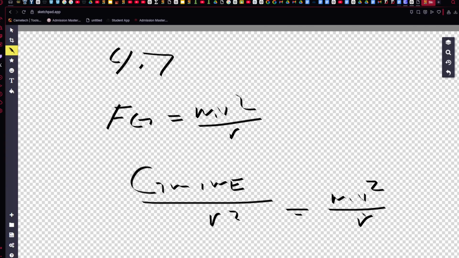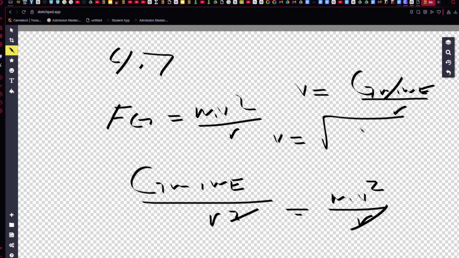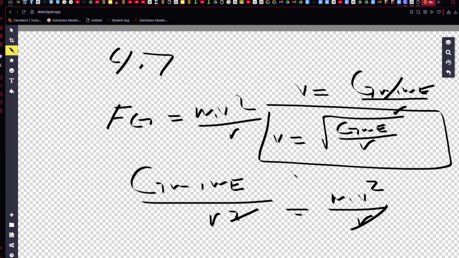M1 V squared over R. Then V equals what? G M1 over ME, times R on both sides, which will cancel that out, over R, divide M1 on both sides. So V is going to be equal to the square root of G, mass of the Earth, divided by the radius, which is the derivation here. And that's how fast you need to go in order to not get sucked in and hit the floor of the Earth. This is the perfect velocity you need to go in order for you to go in circular motion. Pretty simple stuff.